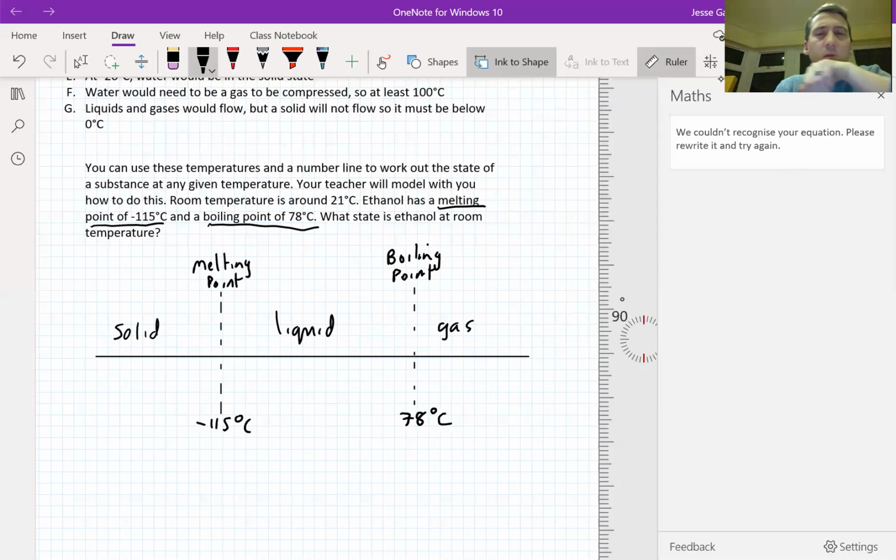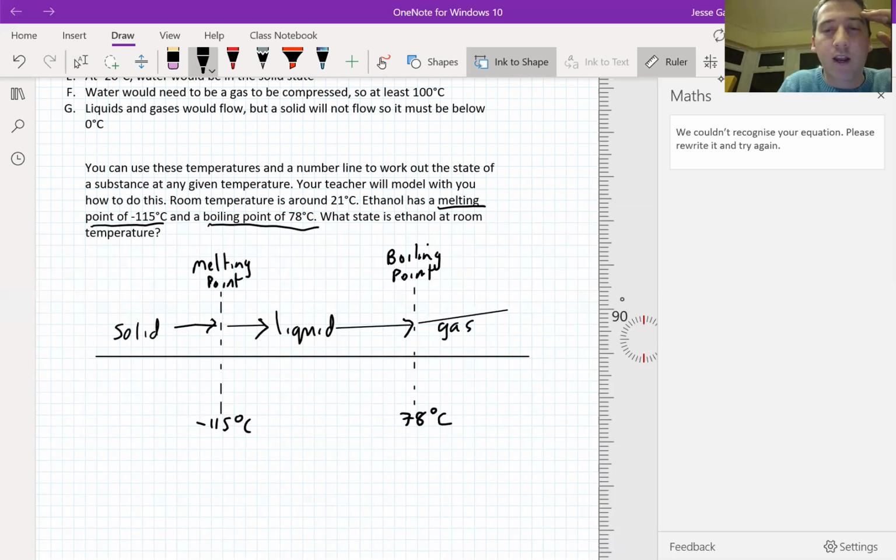Now I'm just going to use this number line to point something out to us. If we're going from a solid to a liquid, so going this way here, when we get to the melting point is when it then turns into a liquid. So it's a solid until it reaches the melting point, and then it turns into a liquid. And then it stays a liquid all the way up to the temperature that it reaches its boiling point, 78 degrees, and then it turns into a gas.